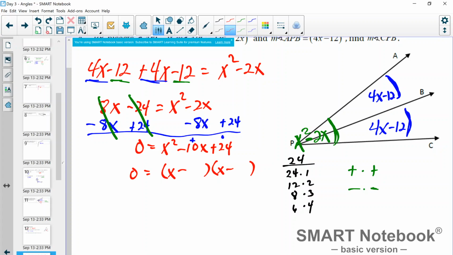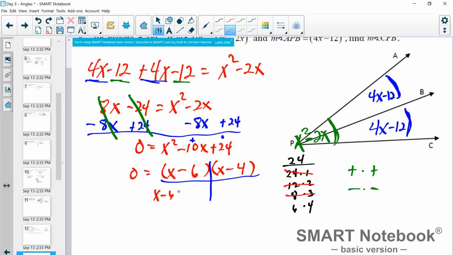So if I do negative 24 minus 1, I'm going to get negative 25. So that's not an option. If I do negative 12 minus 2, I'm going to get negative 14. So that's gone. Negative 8 minus 3 is going to give me negative 11. And again, I need negative 10, so that's gone. Negative 6 minus 4, that's going to give me my negative 10. So we'll subtract 6, we'll subtract 4. From here, I'm going to split these up, and each of them is going to be set equal to 0.